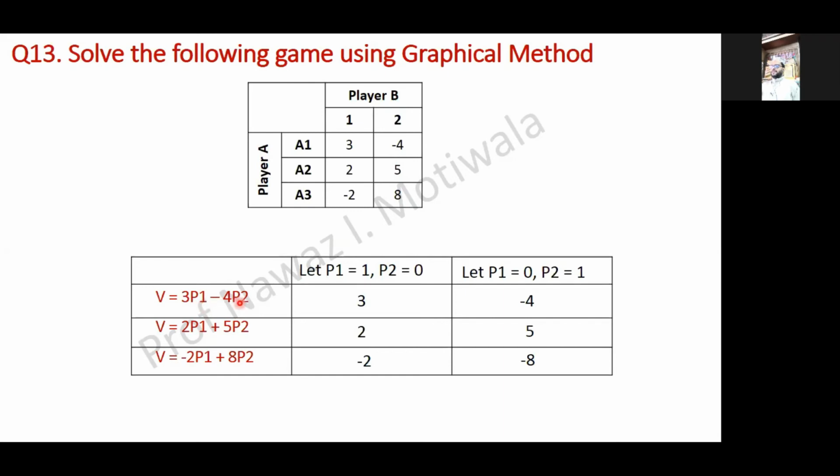So 3 minus 0, answer will be 3. Similarly, to get this value of minus 4, just substitute P1 is equal to 0 and P2 equal to 1 again in this equation. So I will get 3 multiplied by 0 minus 4 multiplied by 1. So I will get answer as minus 4, and similarly I can calculate all the other values. So please ask if any doubt, else I will proceed for the graphical plotting.